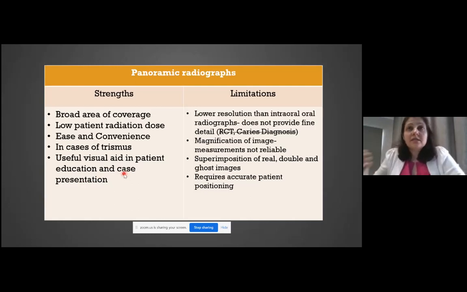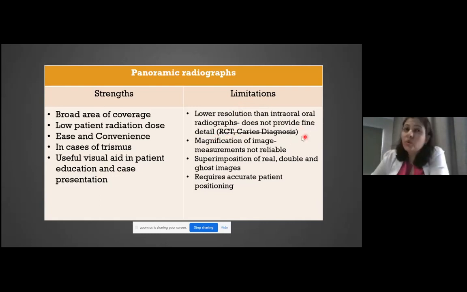Your patient tries to understand and can actually correlate to what is happening in his or her jaw. With any kind of imaging come limitations. Panoramic radiograph also has its own set of limitations. It has low resolution, so you cannot compare it to an intraoral radiograph. So that means you cannot use a panoramic radiograph for RCTs and caries diagnosis.